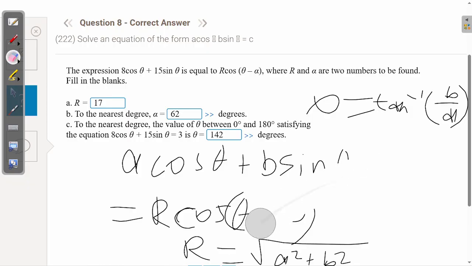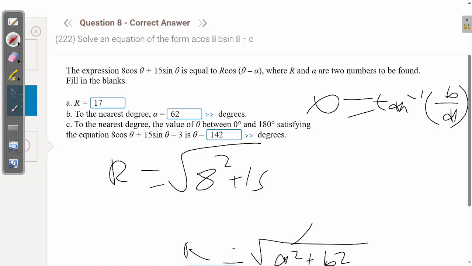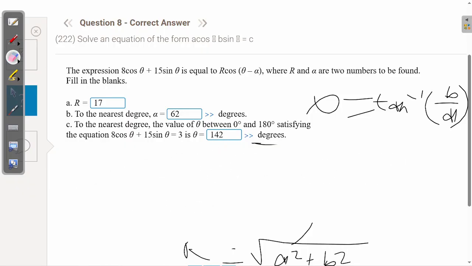So when they ask for r, we do r is equal to square root of 8 squared plus 15 squared, which gives you 17. Now for alpha, you do tan inverse of 15 divided by 8, and you get 61.9, which is 62 to the nearest degree.